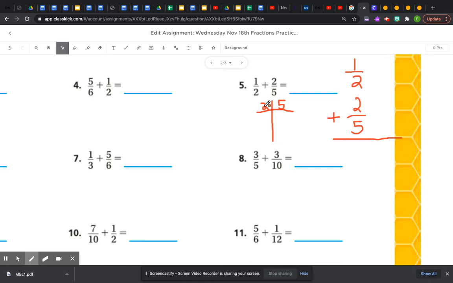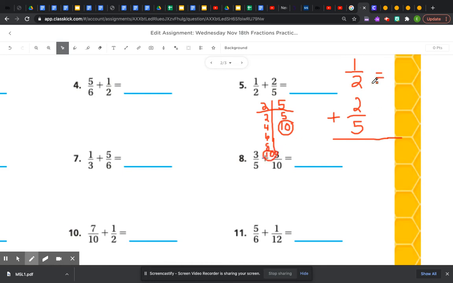And we write our multiples. 2 times 1 is 2. 2 times 2 is 4. 2 times 3 is 6. 2 times 4 is 8. And then we have 10. And I stop at 10 because I know that 10 is going to be my factor. 5 times 1 is 5. And 5 times 2 is 10. So our factors, or our denominators, are now going to turn into tens.